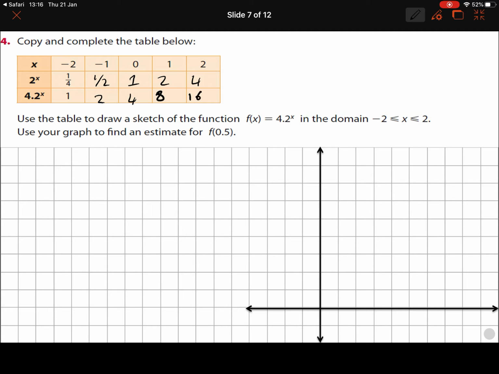Now, in the notes I gave you, we just do that all in one. You could have done that as well. It's just the table for this example. I'd filled it out slightly differently, that's all. Use the table to sketch the following.